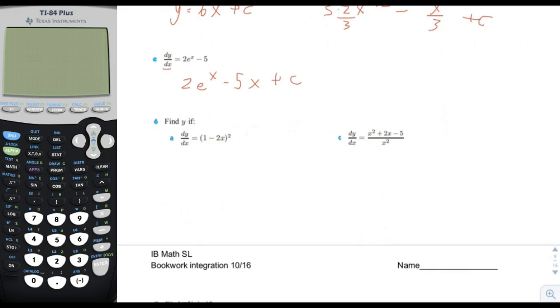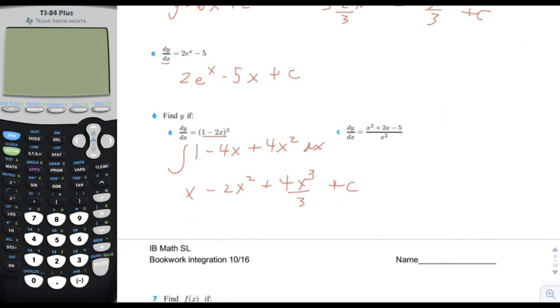Almost done with this page. Here again, we don't know product or quotient rule for integrals, so we need to multiply this out using FOIL. And then we just take the integral of that. It would be x minus 4x squared divided by 2, so 2x squared, plus 4x cubed over 3, plus c.